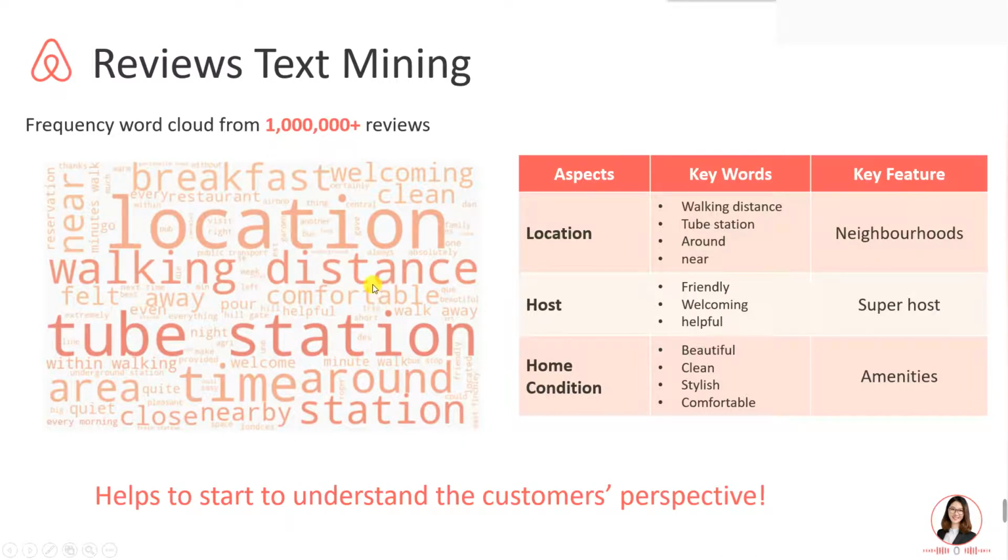Here are some high-frequency words such as walking distance, subway station, etc. Shows that users attach importance to location and convenience. On the other hand, words such as helpful and welcoming show that users are concerned about the host's reliability. Additionally, they also care about home conditions. We can see some words here such as comfortable, beautiful, and clean. Therefore, in the next section, we will analyze the location, host, and home condition and give the corresponding strategies on how to select suitable rooms.